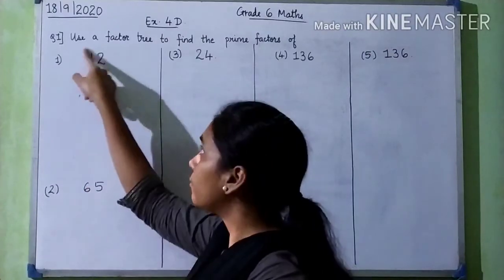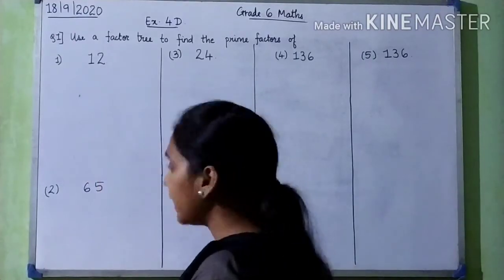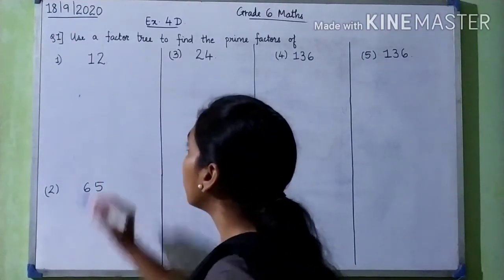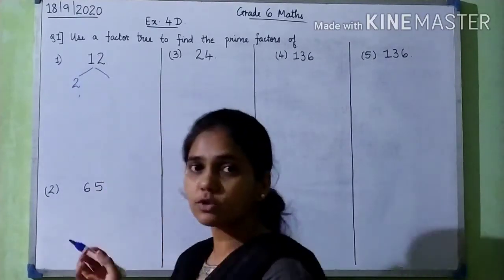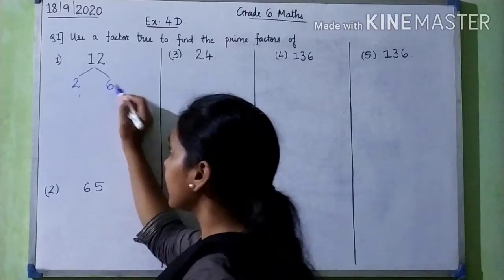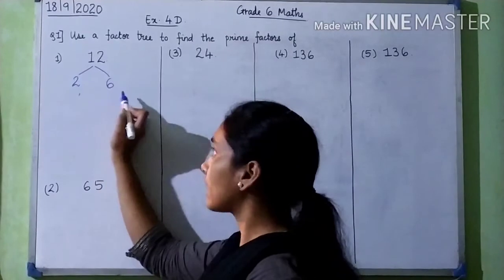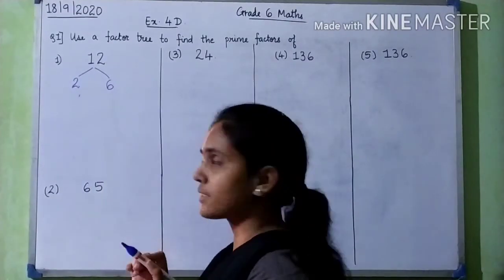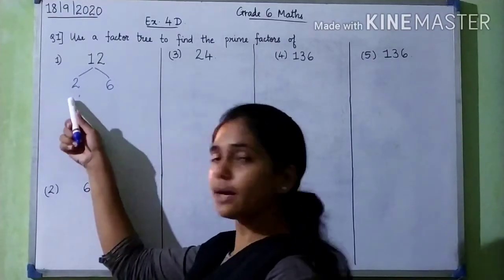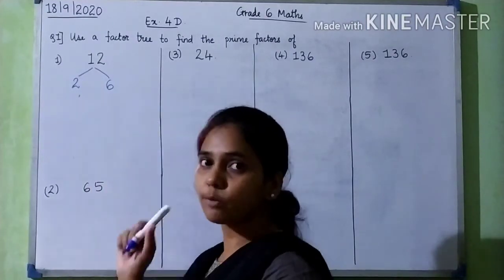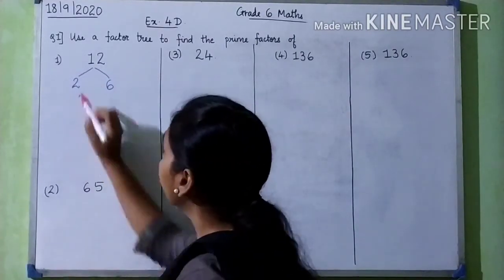Can 12 be divided by 2? Yes, it can. If I divide 12 by 2, 2 into 6 is 12. So I have divided 12 into two factors, 2 and 6. From these two numbers, which is the prime number? 2 is a prime number, 6 is not a prime number, it is a composite number. So we circle the prime number, we circle 2.